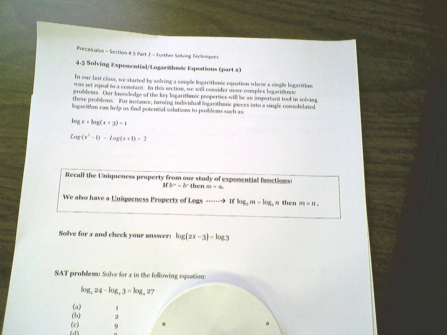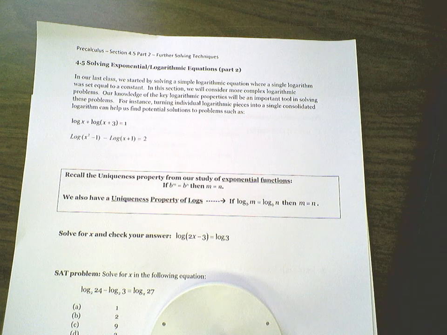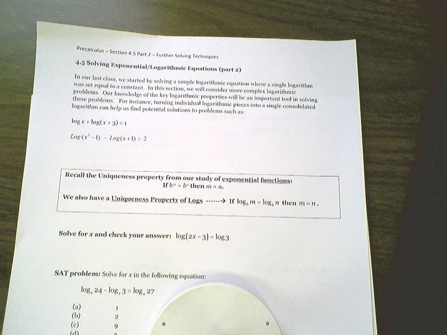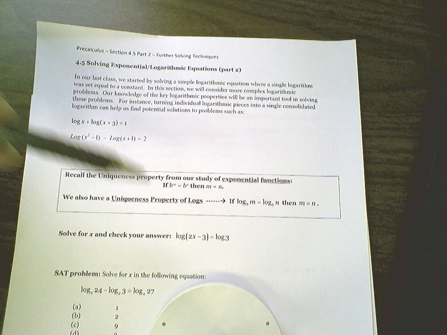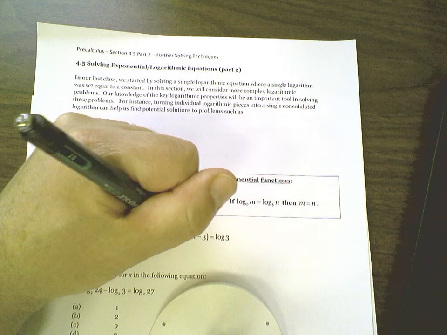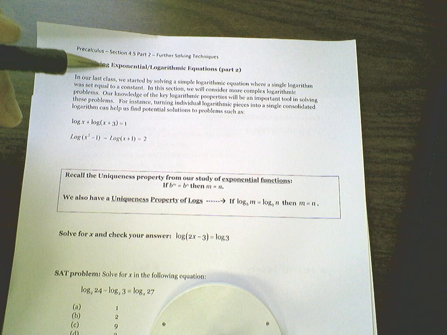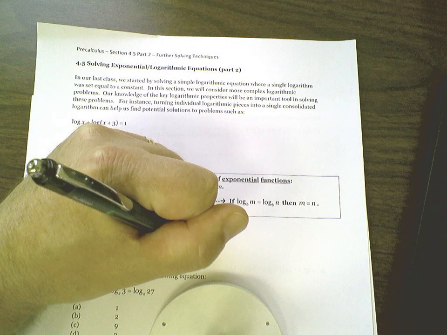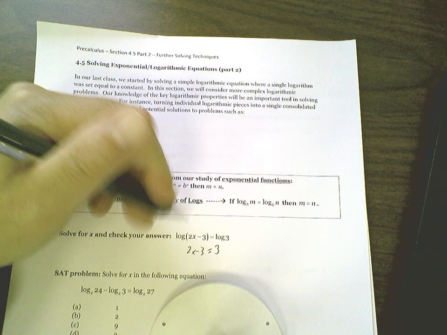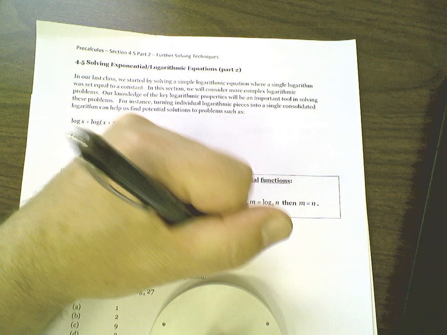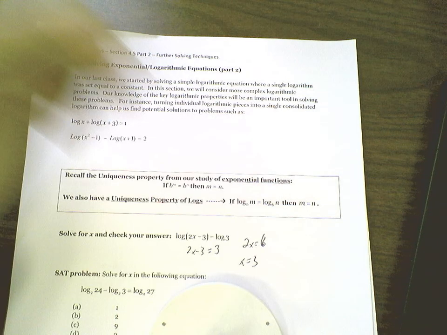So if we work with a problem like this, log of 2x minus 3 equals log of 3, this is a perfect example of the uniqueness property. We can go very quickly and say, hey, it works perfectly with the structure that we see in the little box up there. We can say that 2x minus 3 equals 3, 2x equals 6 with just a little basic algebra, and that x equals 3. And so that's the kind of stuff that we'll work through in this lesson.